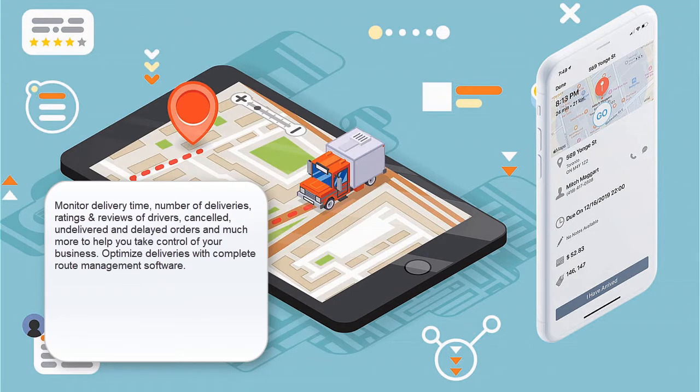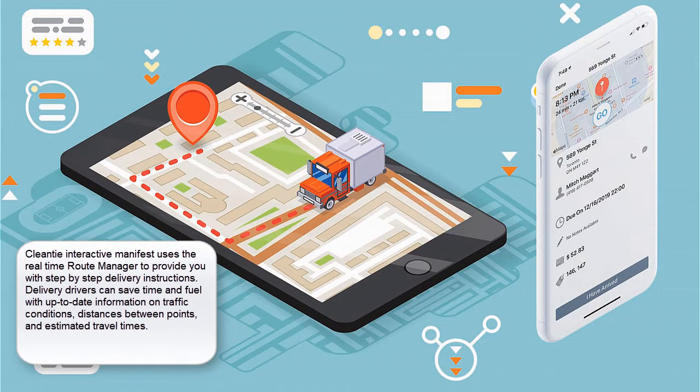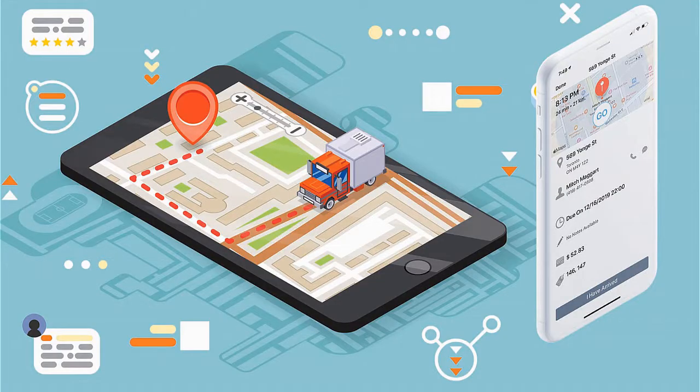Monitor delivery time, number of deliveries, ratings and reviews of drivers, canceled, undelivered, and delayed orders, and much more to help you take control of your business. Optimize deliveries with complete route management software. Cleantie Interactive Manifest uses the real-time route manager to provide you with step-by-step delivery instructions. Delivery drivers can save time and fuel with up-to-date information on traffic conditions, distances, and travel times.